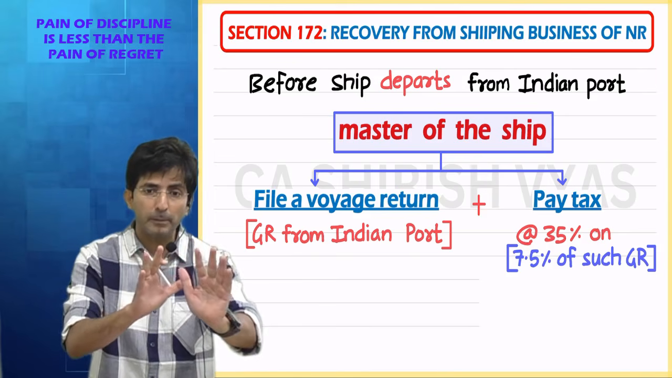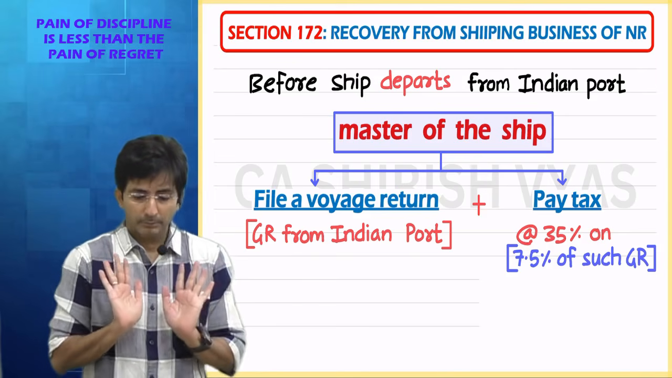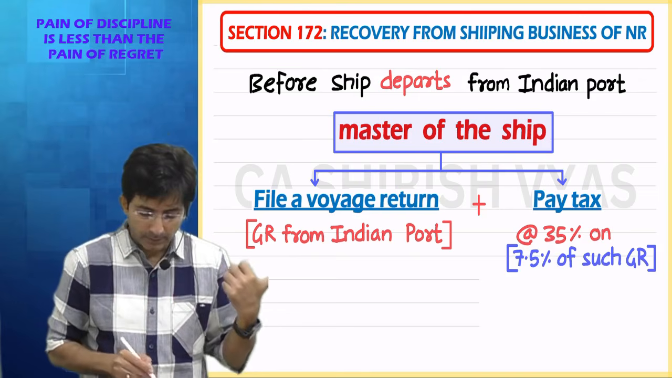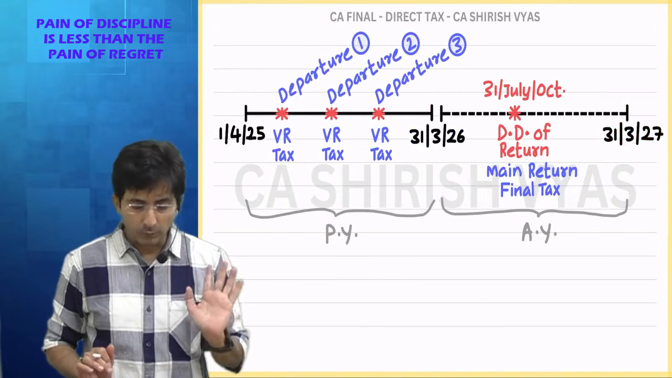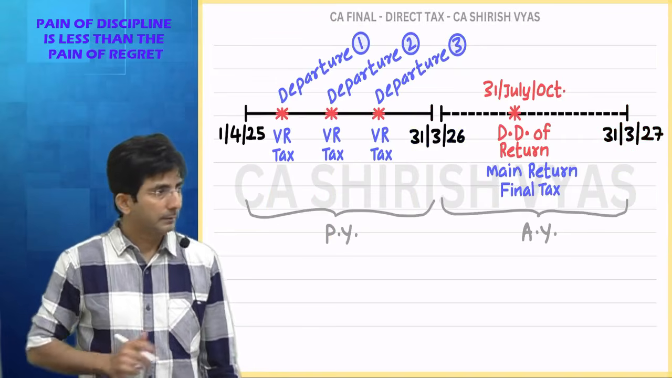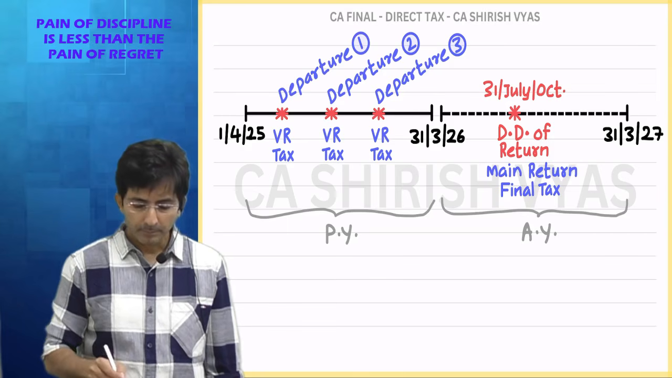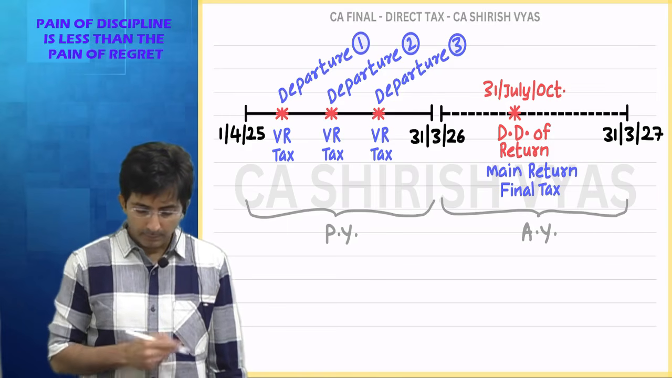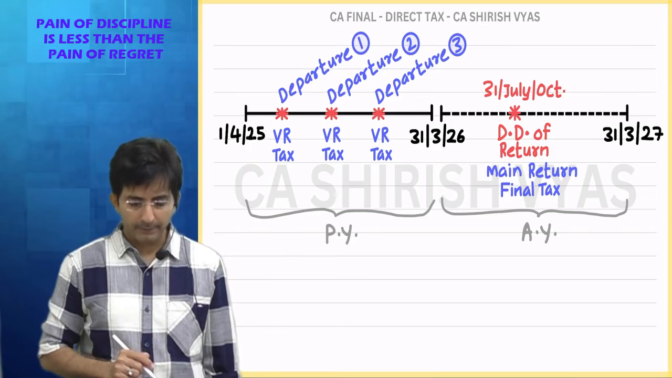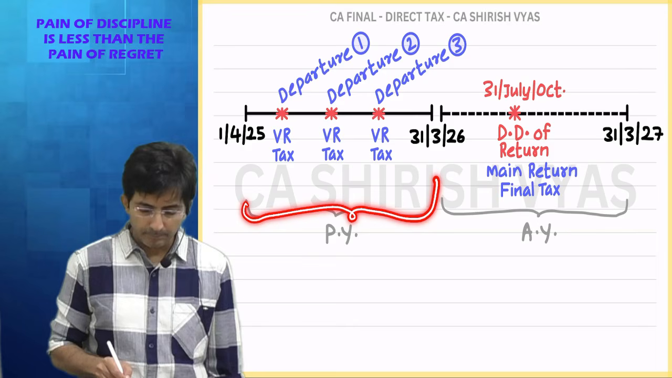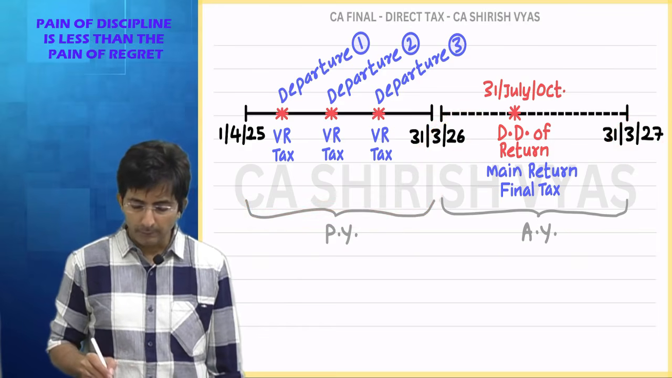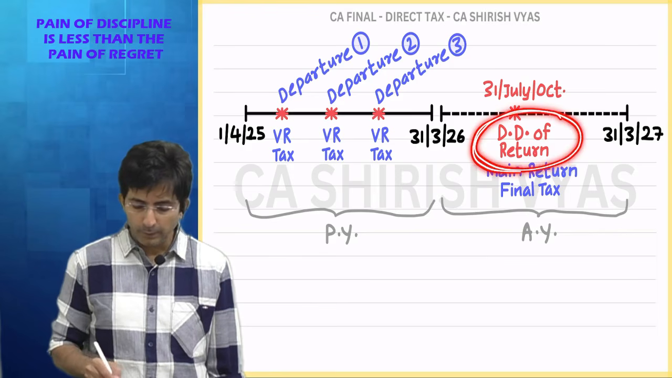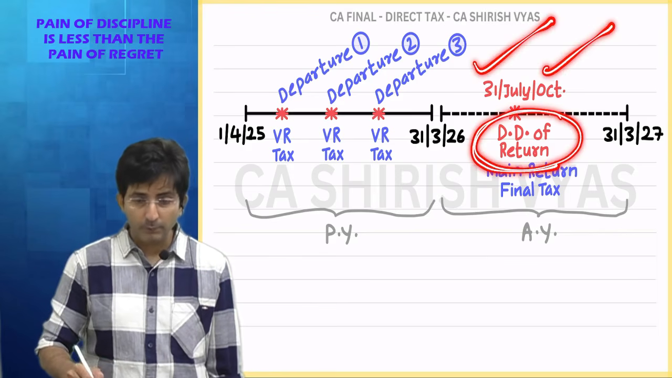Because in the customs department, you have to produce the proof that you have filed the voyage return and you also paid the tax. Now see, this drawing is worth noting. Huh? Look at this. This will give you full clarity. Just notice, you will understand automatically. What is our previous year in the exam? 25-26. Okay, PY. And what is our assessment year? 26-27. Now tell me, generally when do you file the return? What is the due date of filing the return? Either 31st July or 31st October.